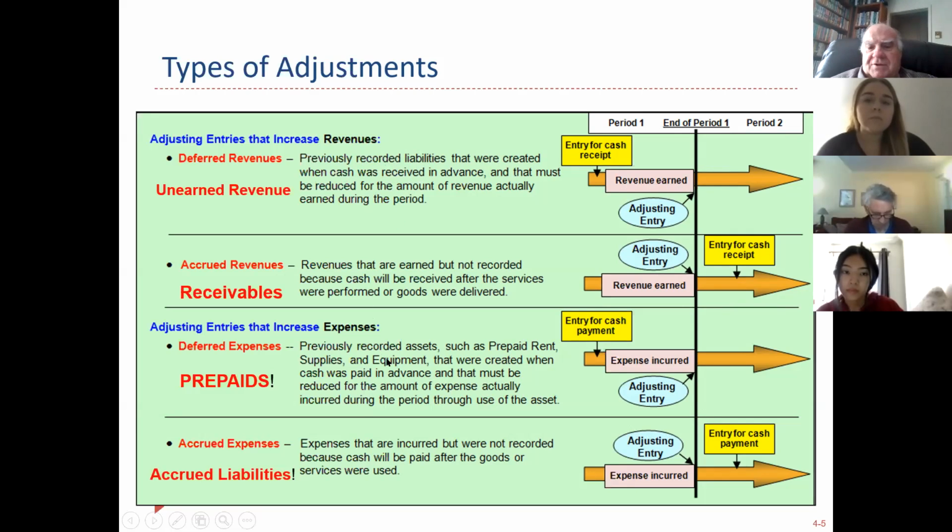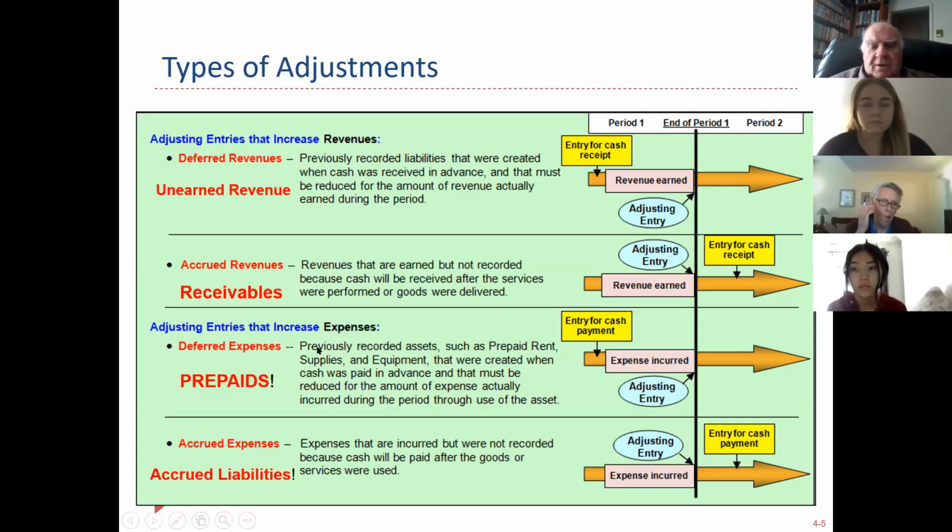A deferred expense. Now, this one's the much more common thing we're going to talk about. A deferred expense is a prepaid expense. And you know a little bit about prepaid expenses now. Prepaid rent, supplies, insurance that were created. Cash was paid in advance. A deferred expense is the same thing as a deferred revenue. It just depends what side of the transaction you are on.